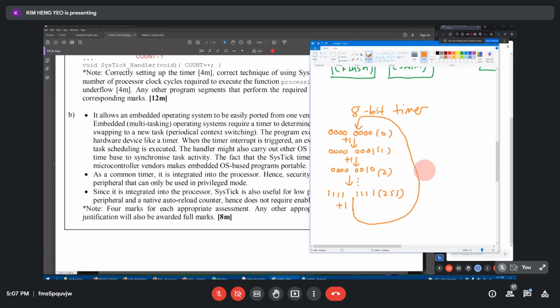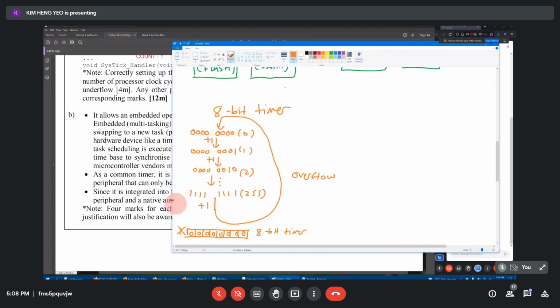We call this overflow. Because you have an 8-bit timer, which means you have 8 flip-flops. So when you add 1, you're going to get 1 0 0 0 0 0 0 0 0, but the leading 1 is gone. There is not enough space to contain it, so we overflow back to 0. Underflow is the other way around. Underflow is if you decrement. So for underflow, we are talking about a down counter, and this one is an up counter.